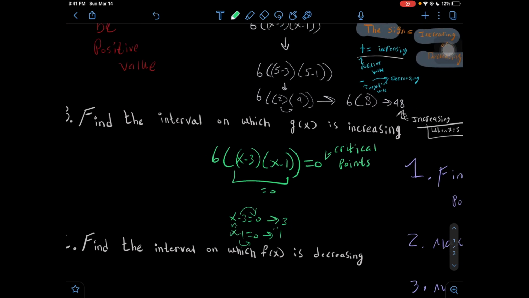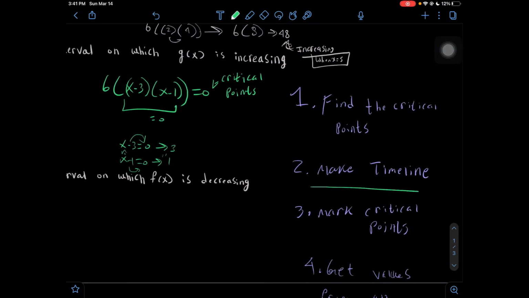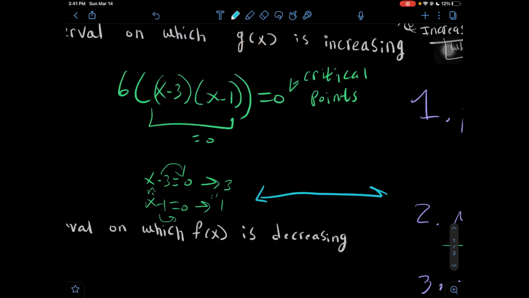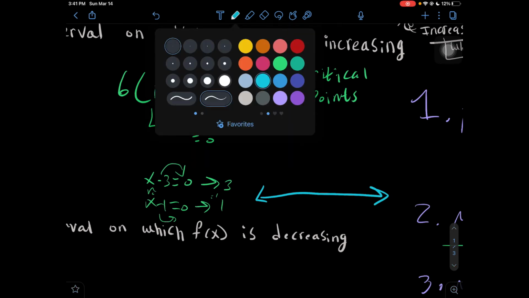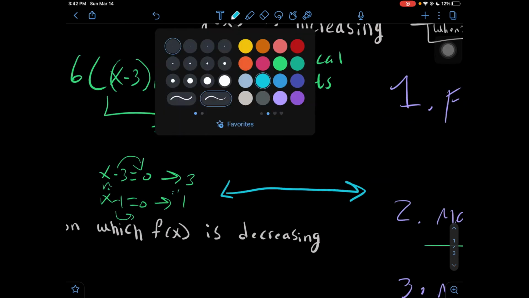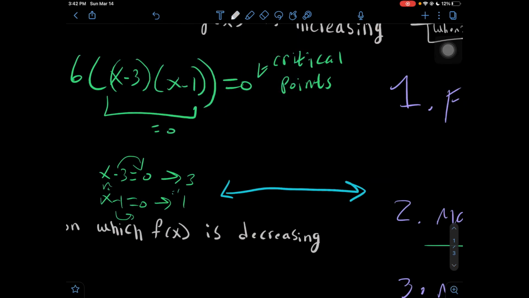So now that we have our critical points, let's go to step 2, which says make a timeline. So this is our timeline right here, pretty basic. And here we're going to mark our critical points, as we said in step 3. We have critical points of 1 and 3, so 1 is first, then 3. Whenever you're making your timeline for this type of problem, you must remember to include a negative infinity and a positive infinity. Those are going to be very important when dealing with these types of problems.